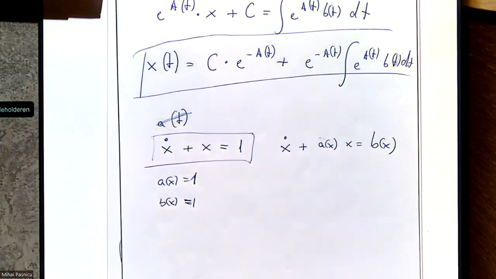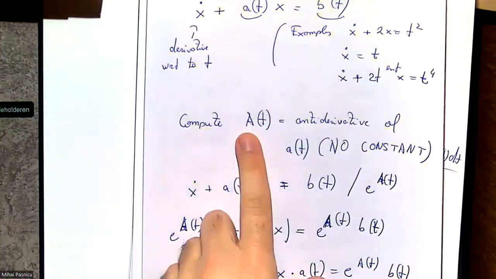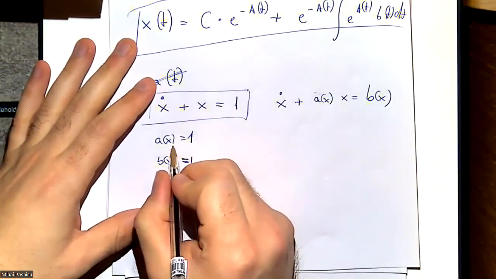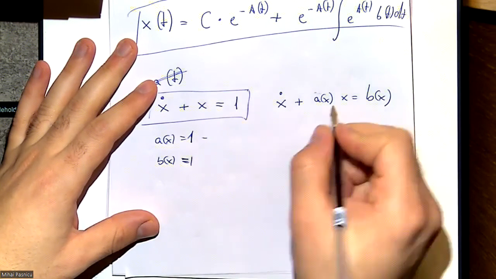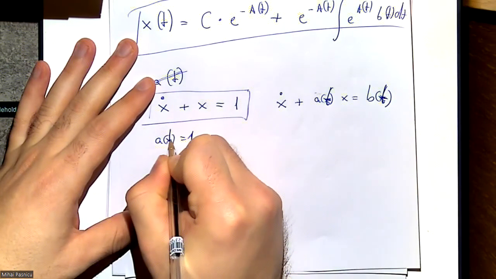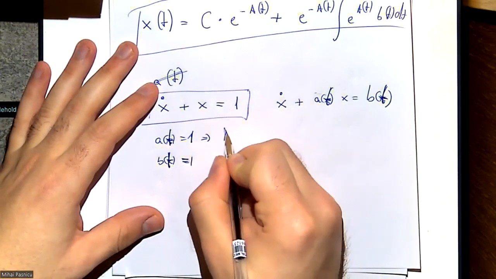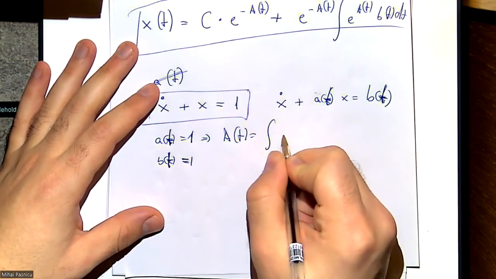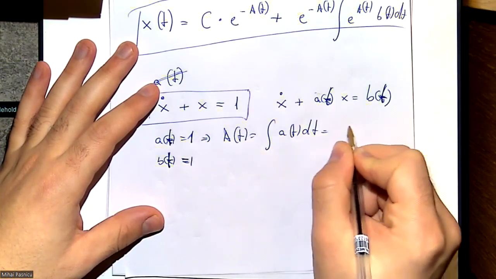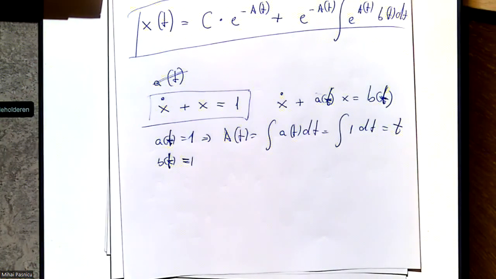Now I look at my steps. What was my step? My step was to compute the antiderivative of a(t). Cool, I do that. If my a(t) is equal to 1, then my big A(t) is equal to the integral of small a(t) dt, which is just the integral of 1 dt, which is just t. That is my integral, that is my A(t).